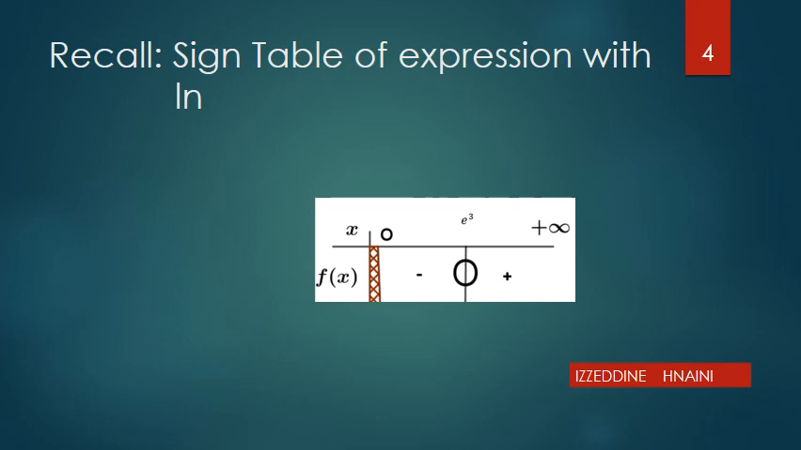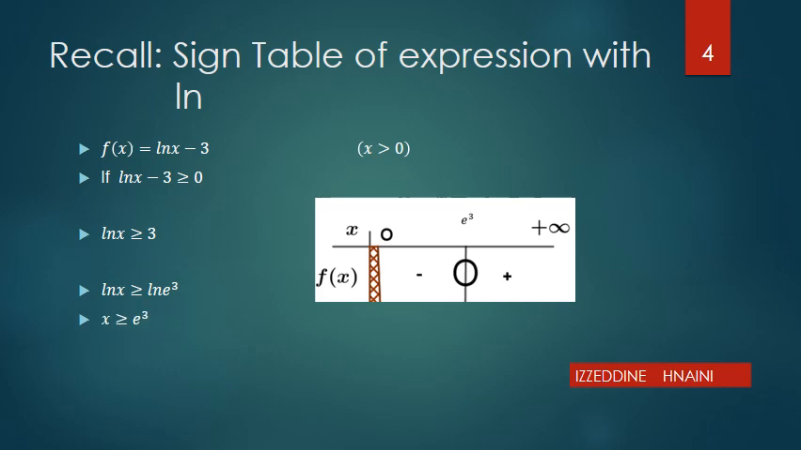Sign table of expression with ln. For example, ln x minus 3. We suppose that ln x minus 3 is greater than or equal to 0. Then ln x is greater than or equal to 3. So ln x is greater than or equal to ln e³, then x is greater than or equal to e to the power 3. So the function is positive from e³ till plus infinity and negative from 0 till e to the power 3.